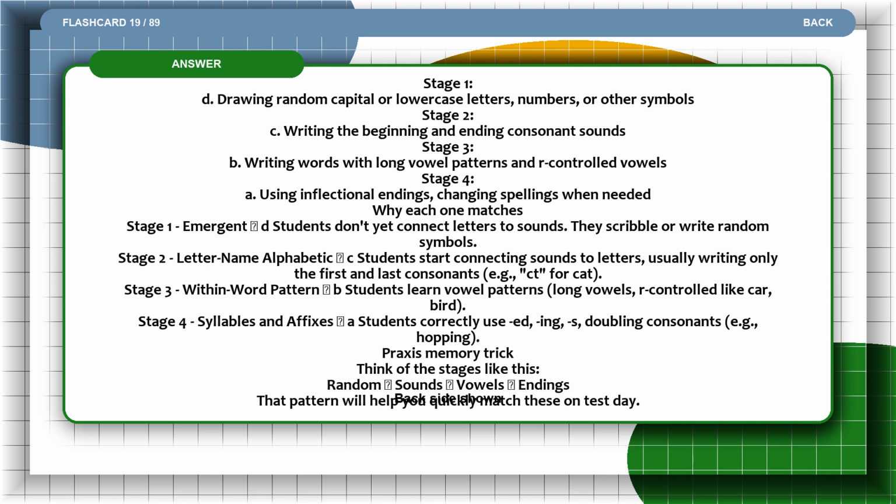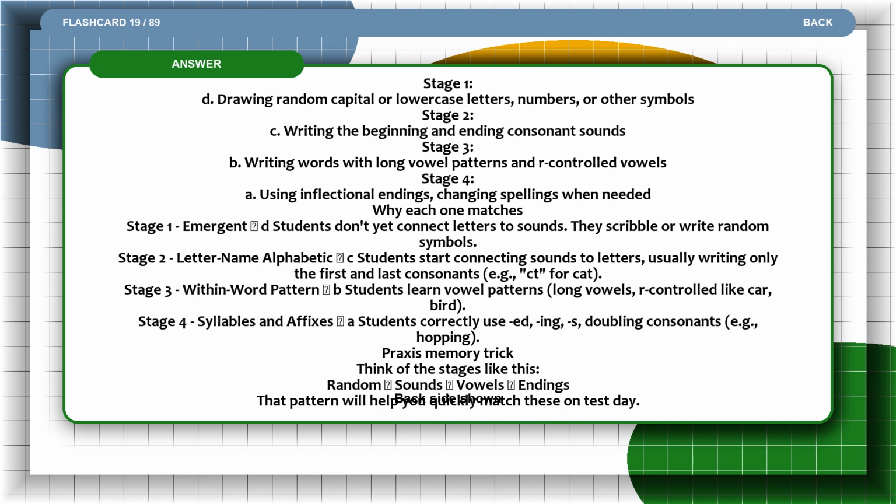Why each one matches. Stage 1 Emergent. D. Students don't yet connect letters to sounds. They scribble or write random symbols. Stage 2 Letter name alphabetic. C. Students start connecting sounds to letters, usually writing only the first and last consonants, e.g. CT for cat. Stage 3 Within word pattern. B. Students learn vowel patterns, long vowels and R-controlled like car, bird.